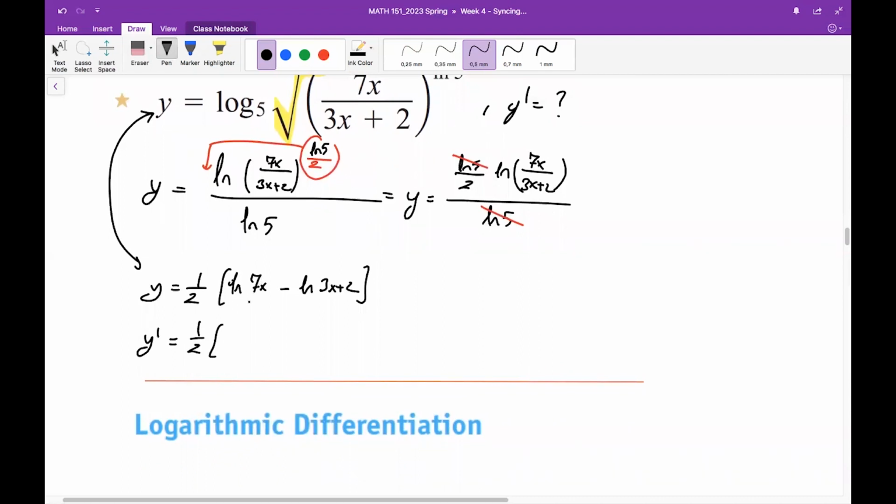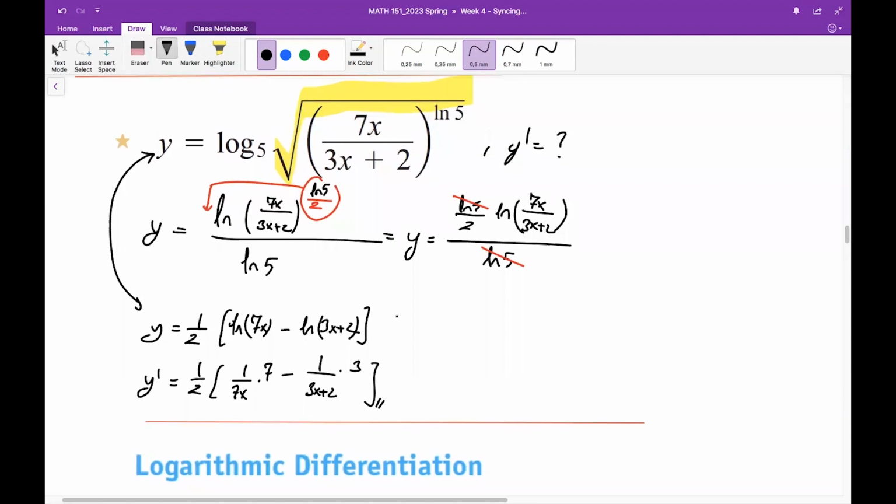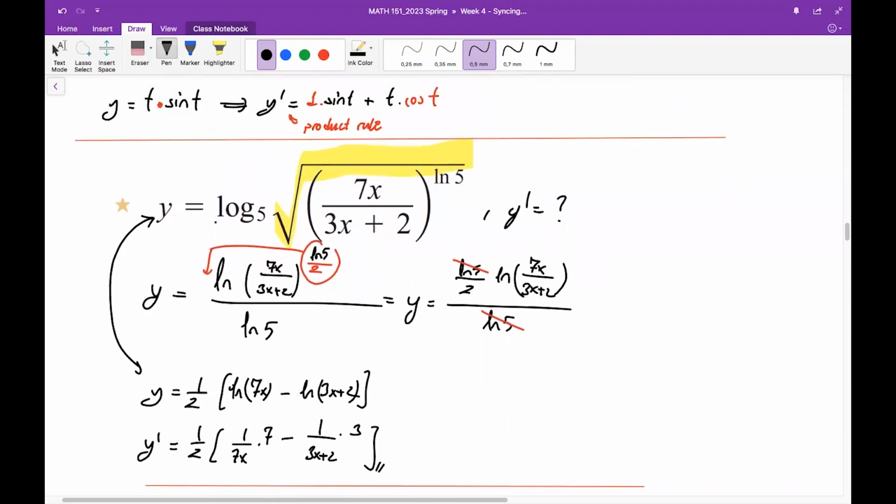The derivative of ln 7x is 1 over 7x times the derivative of the inside function, which is 7, minus 1 over 3x plus 2. By the way, these are inside the ln function, all of them. So times the derivative of the inside function, which is 3. Okay, that's the first derivative of y. If you transform it to this simpler form by first transforming log to ln like that, and then using several properties of ln, you obtain this simpler form, and that's the derivative of it. I think I will stop here for the break.